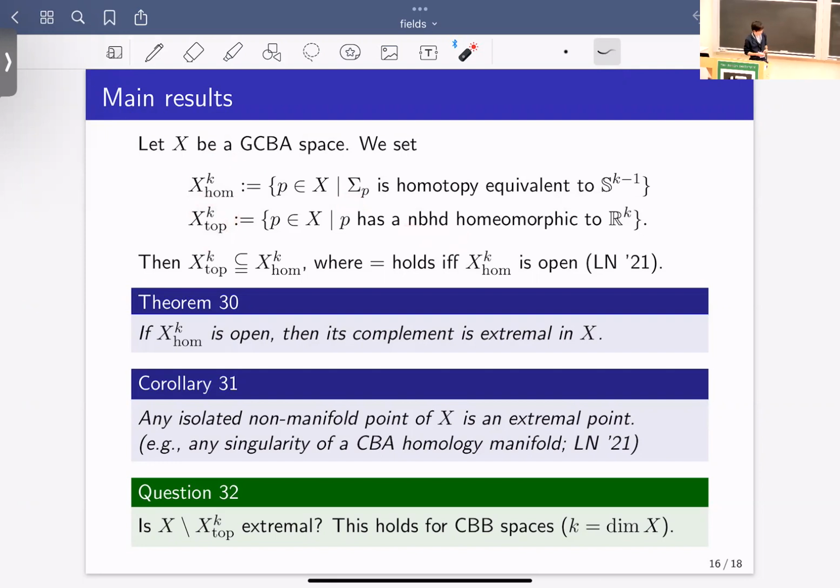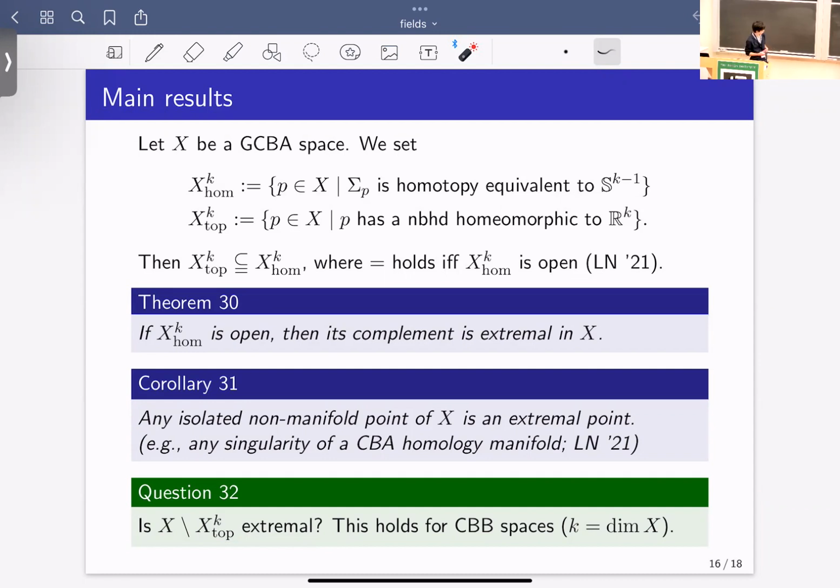And I think this is not known even for CBB spaces. Okay. But you can ask. Sorry, can you say that again? What is not known for CBB spaces? I think this assumption is not known even for CBB spaces. Okay. But you can ask a little bit easier question of whether the complement of X_k^top is extremal. And this is known for CBB spaces.